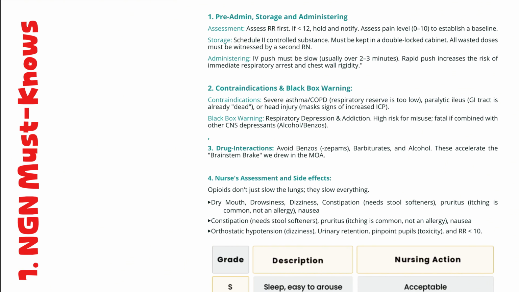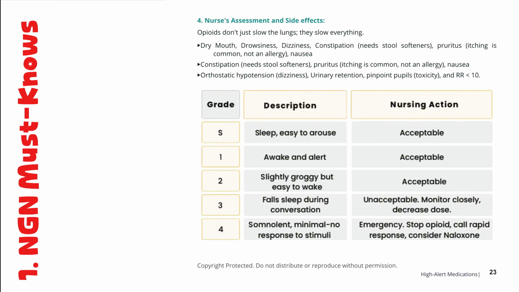Use the sedation scale to guide action. Asleep but easily aroused, or awake and alert, or slightly groggy but easy to wake: all acceptable. Falling asleep mid-conversation is unacceptable. Monitor closely and decrease the dose. Minimal or no response to stimuli is a full emergency. Stop the opioid, call rapid response. Consider naloxone.